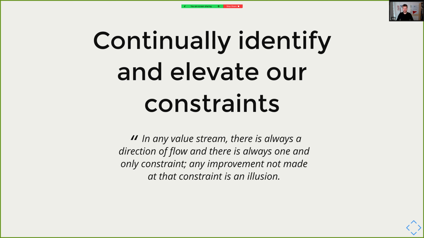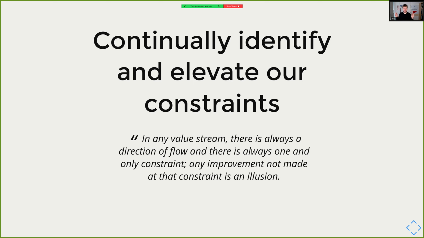To continually reduce lead times and increase throughput, we need to continually identify our system's constraints and improve its work capacity. In Beyond the Goal by Dr. Goldratt, he states, "In any value stream, there is always a direction of flow, and there is always one and only one constraint. Any improvement not made at the constraint is an illusion." So if we improve work before the constraint, we pile up at the bottleneck, and if we improve work after the constraint, we get starved, waiting for work from the bottleneck.